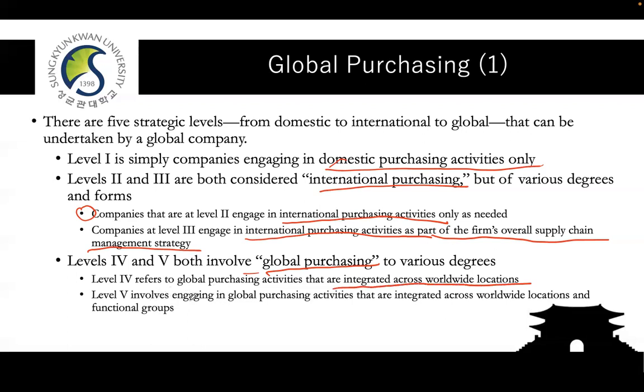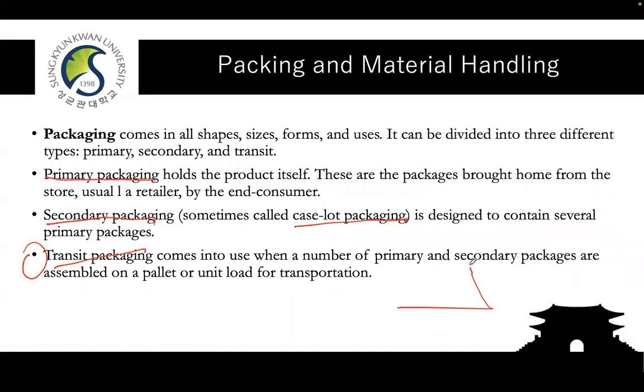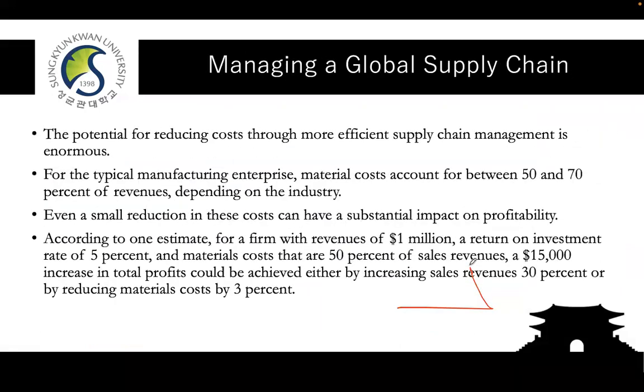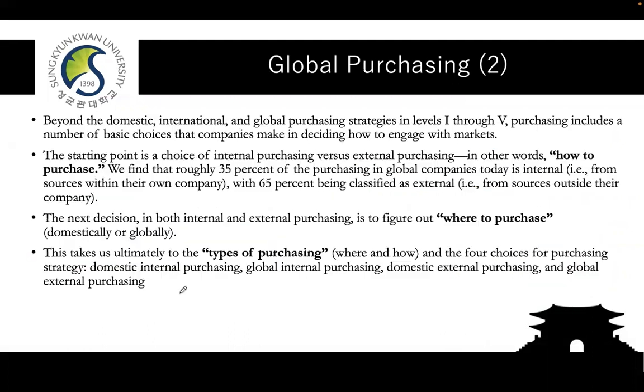And what about the highest level, level 5? Integrated across worldwide locations and also functional groups. So in level 4, we are integrated across the worldwide locations, but each managerial function might have their own purchasing activities. But for level 5, the purchasing activities are global, integrated toward the world, and also across the functional groups, meaning that there's no silo anymore between each managerial function.